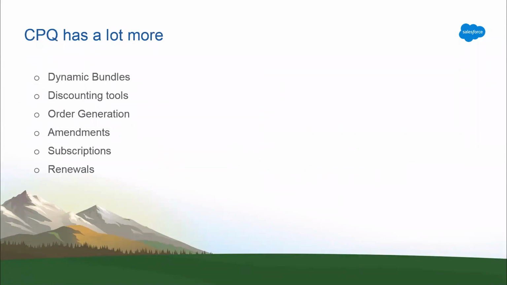I have come to the end of my session, but I don't want you to think that this is all that comes with CPQ. There is a lot more, like dynamic bundles, discounting tools, order generation, amendments, subscriptions, renewals. So you have a lot to explore with CPQ. And if you like this session, we can do another one on another topic related to CPQ or anything else. So just give me your feedback.